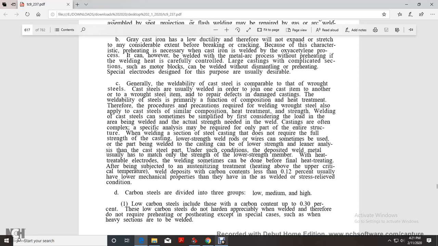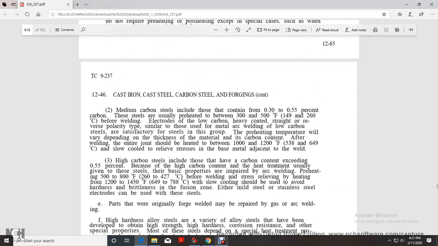Carbon steel is divided into three groups: low, medium, and high. Low carbon steel includes steels with a carbon content up to 0.30 percent. Low carbon steel is not hardened appreciably by welding, and therefore does not require preheating or postheating, except in special cases such as heavy sections to be welded.